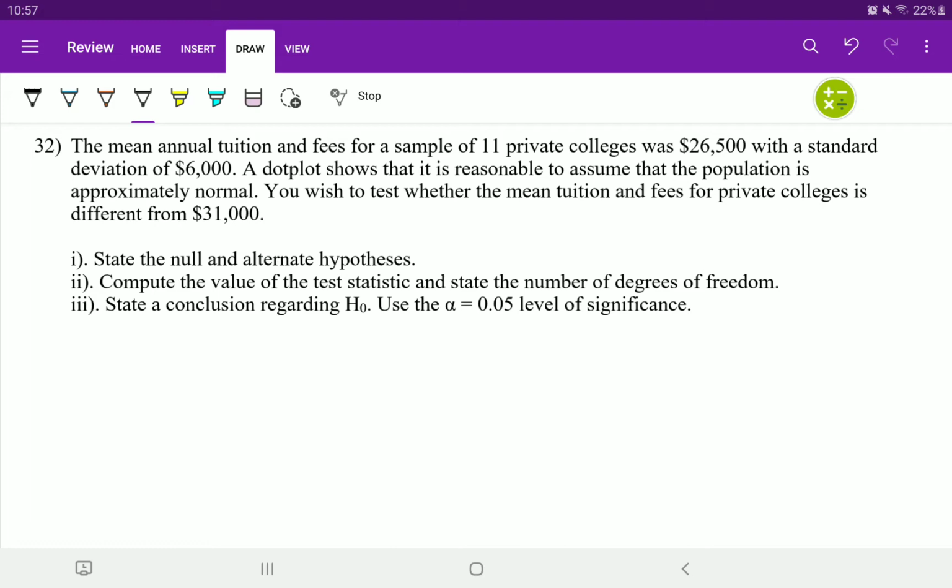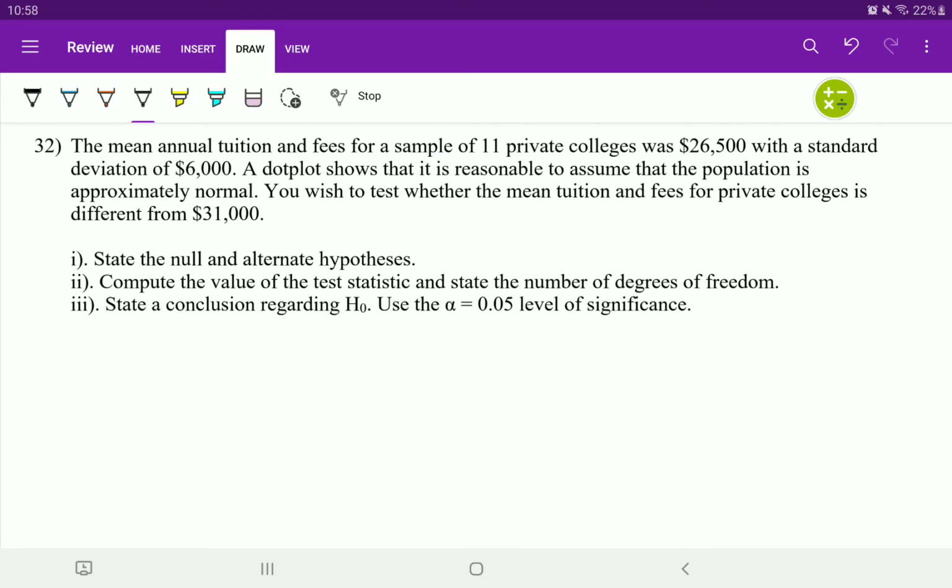So, number 32 states, the mean annual tuition and fees for a sample of 11 private colleges was $26,500 with a standard deviation of $6,000. A dot plot, which we don't see, shows that it is reasonable to assume that the population is approximately normal. You wish to test whether the mean tuition and fees for a private college is different from $31,000.